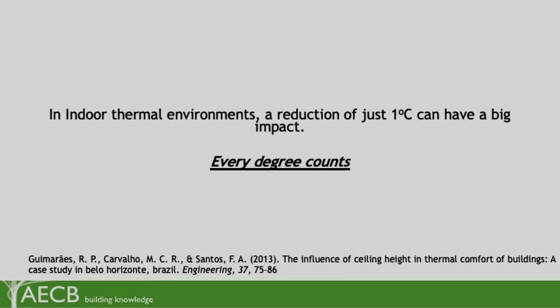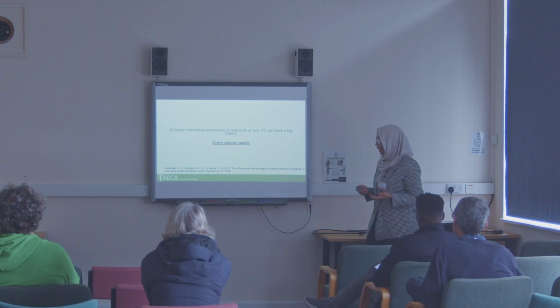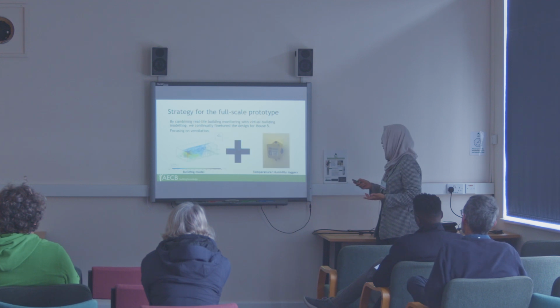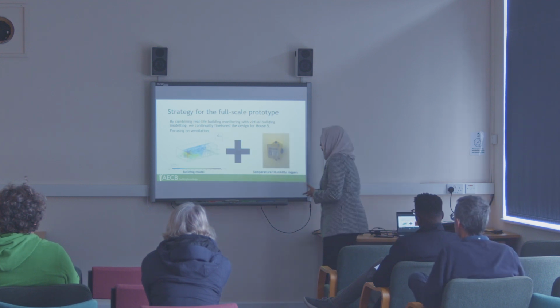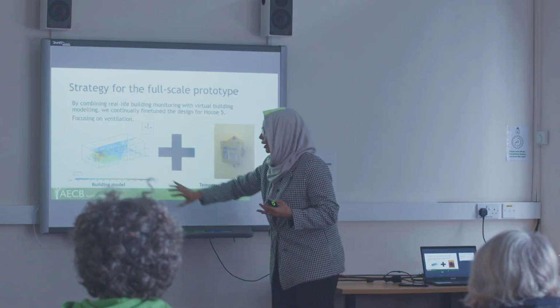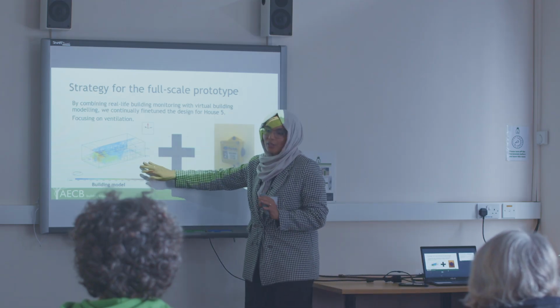Because in indoor thermal environments, even just 1 degree of cooling makes a big impact. And so any design optimization you could do helps, especially with climate change. So the strategy that we took, because the building was already kind of half built, so we could monitor what was already going on. And also we have a CFD model, which is just a thermal computer model of the design. And we can see how the airflow works and optimize, and then see how that's working on site.